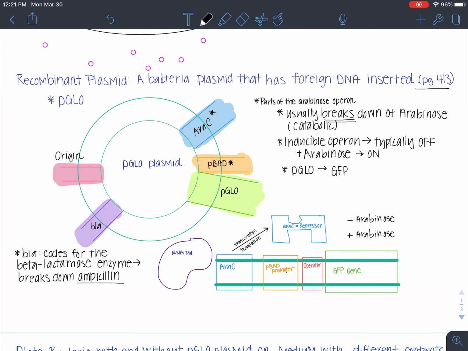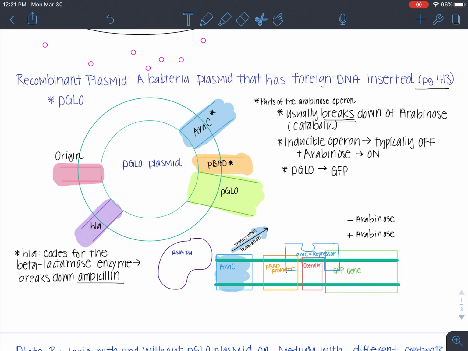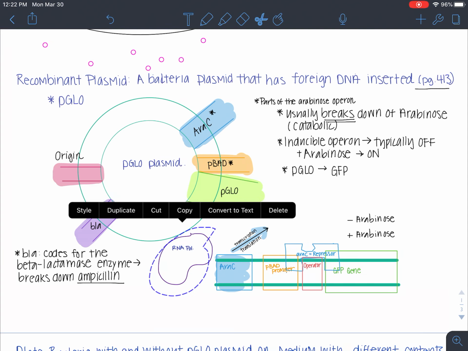So if we look again at what's happening here, we have our ARAC gene. It's coding for this repressor protein. So through transcription and translation, we're making a repressor protein. Now, when there's no arabinose in our cell or in our medium, that ARAC repressor is going to be bound to the operator. When that ARAC is bound to the operator, our RNA polymerase kind of gets stuck on that promoter. Remember, the promoter is the binding site, and we cannot transcribe and translate that GFP gene.